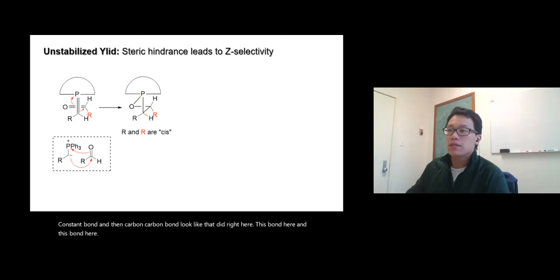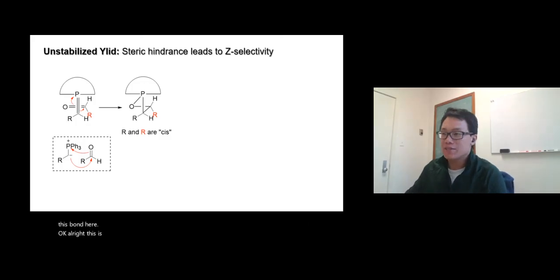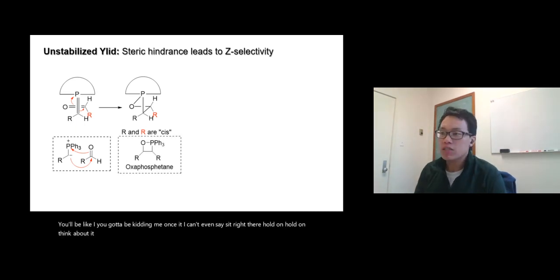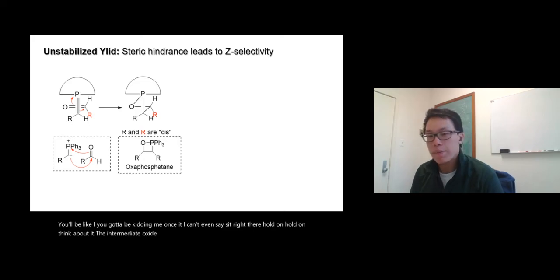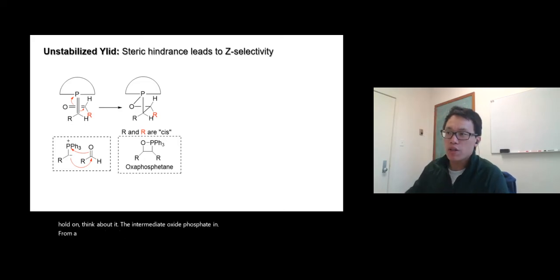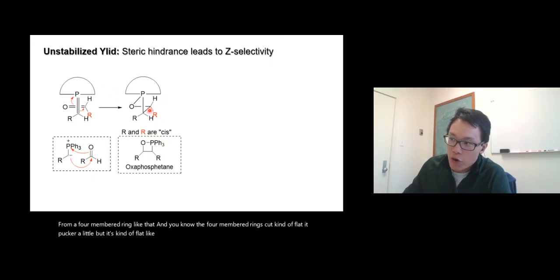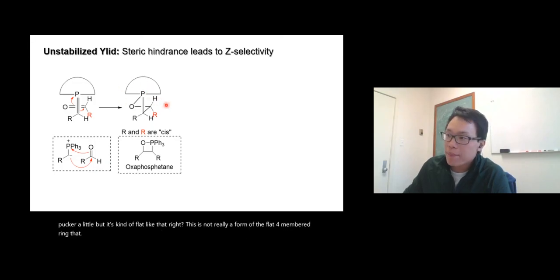This is actually a cis or Z isomer. You'll be like, no, are you kidding me? Where's the cis? I can't even see cis right there. Well, hold on. Think about it. The intermediate oxaphosphetane forms a four-membered ring like that. And you know four-membered rings are kind of flat. It's puckered a little, but it's kind of flat like that. This is not really a flat four-membered ring. See that? So what's going to happen?